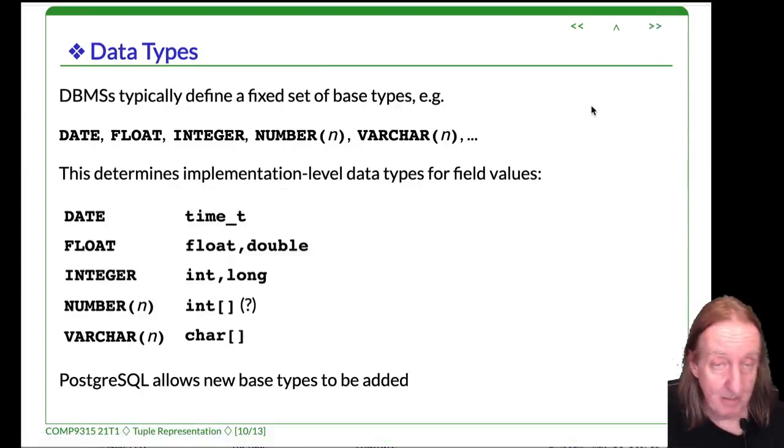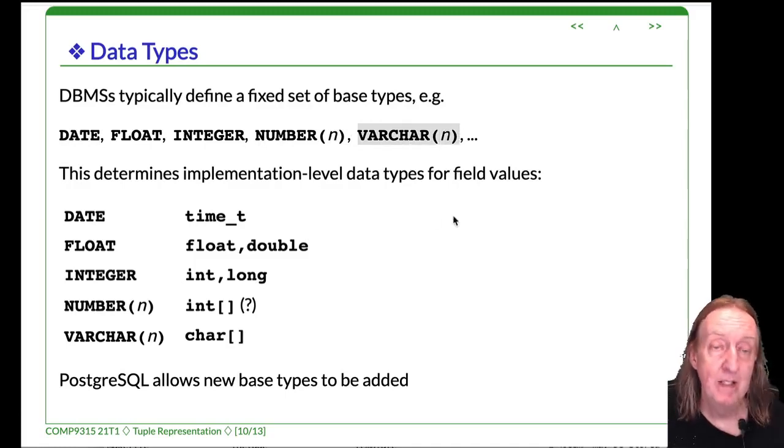So what kind of types do we have to deal with? Well, there's a standard set of types. Integer is obvious, real numbers, floating point numbers. Dates and times are a database type that you don't find in programming languages. You can have fixed size numbers. You can have variable length character strings.